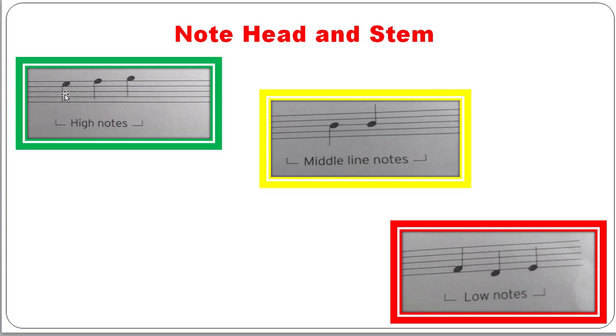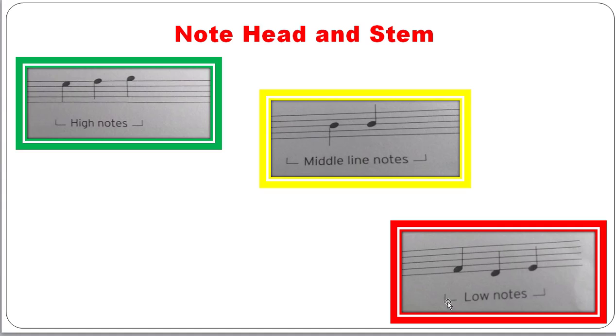When the notes are placed on the 4th and 5th lines, or on the 3rd and 4th spaces, they are named high notes. So there are 3 types of notes. When placed on the first 2 lines and first 2 spaces, they are low notes. When the notes are placed on the middle line, they are middle notes. When the notes are placed on the 3rd space, 4th line, 4th space and 5th line, they are high notes.